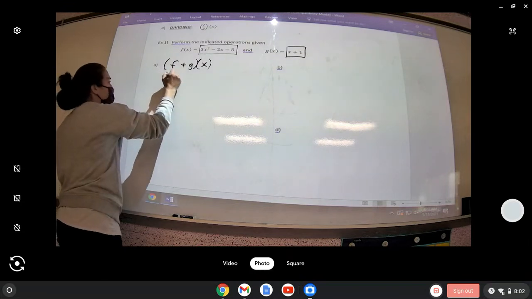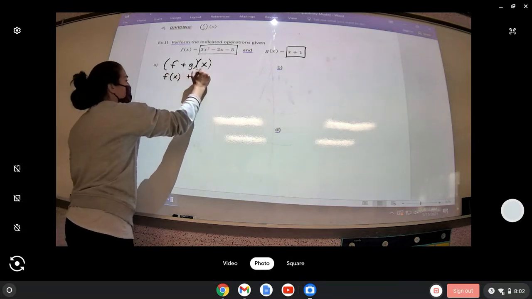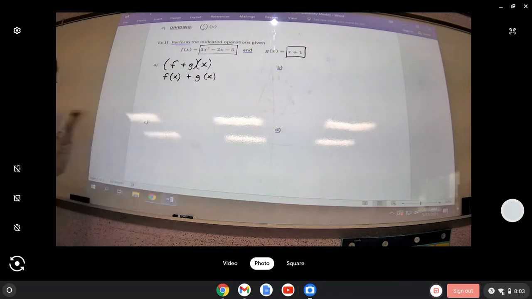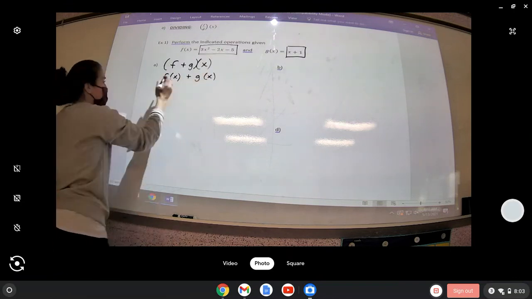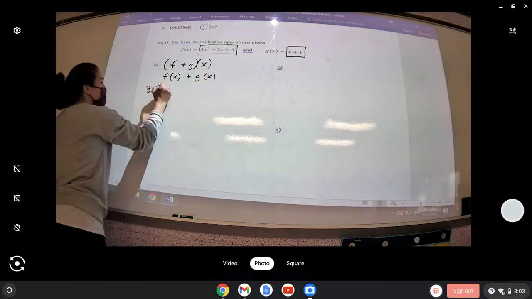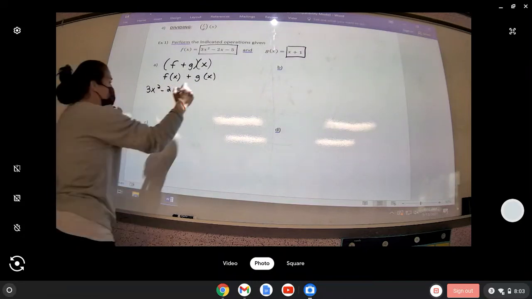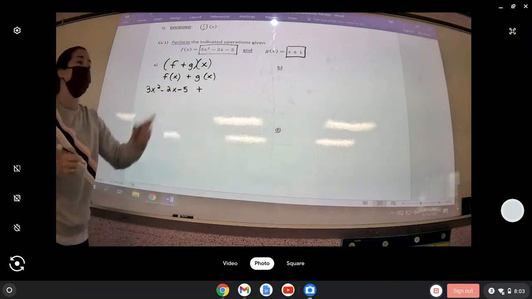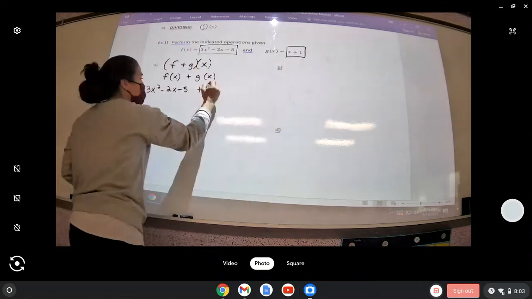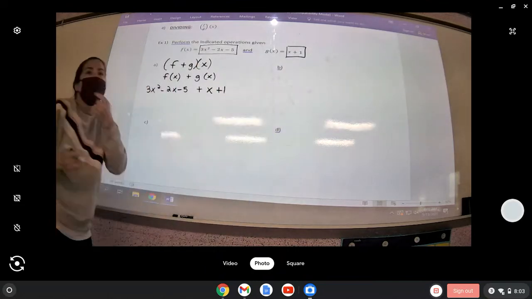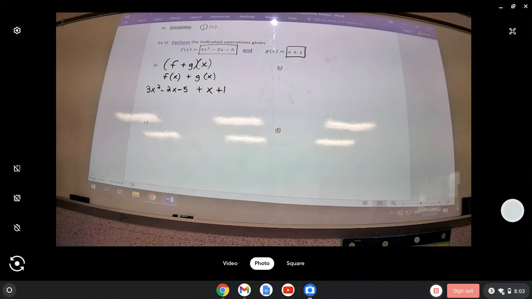They're asking us to take f of x and add it with g of x. So we have to add these two functions together to create one new function. So f of x, guys, was this. It was 3x squared minus 2x minus 5. Now they want us to add that with the g of x function. G of x was this. It was x plus 1. So you're literally just going to combine like terms to add these two functions together.